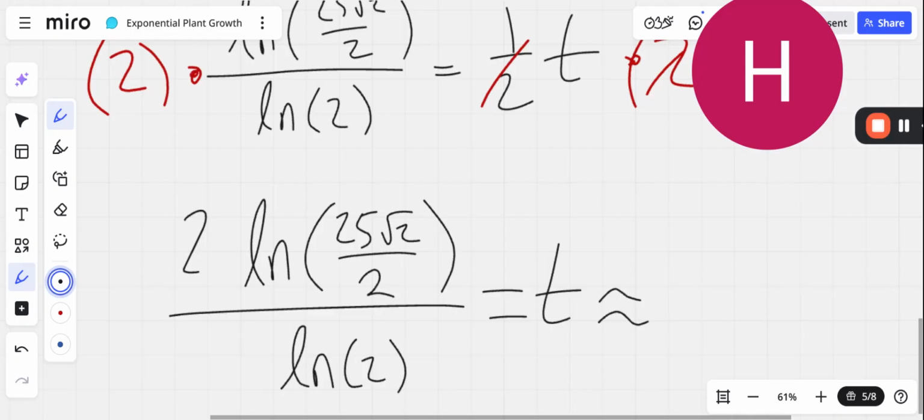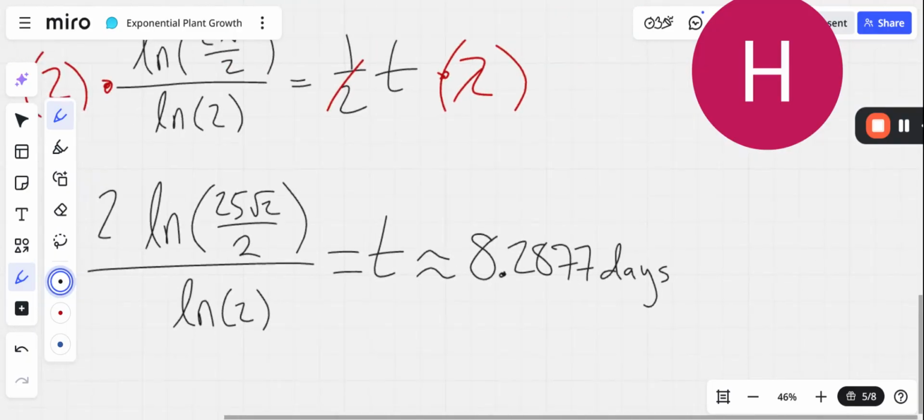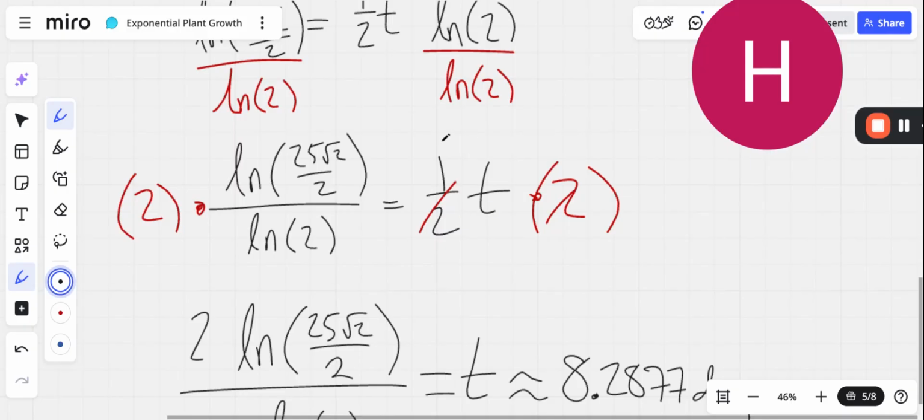Now, I don't expect you to know that off the top of your head. Nobody does. So just use a calculator to solve what that is carefully. Times square root of 2. Let's put it in an ln. Let's divide it by ln of 2. Multiply it by 2. So I'm getting that t is approximately 8.2877 days after. But this does not fully answer the question.